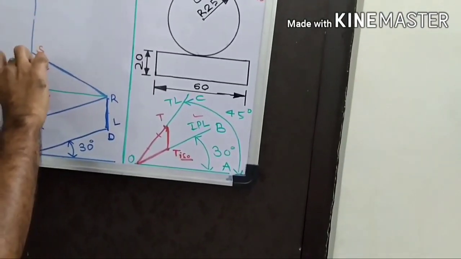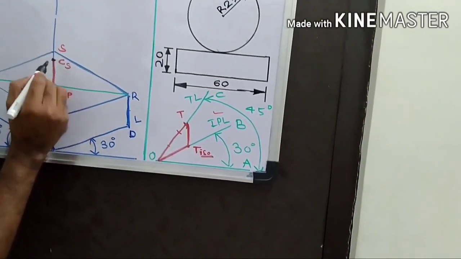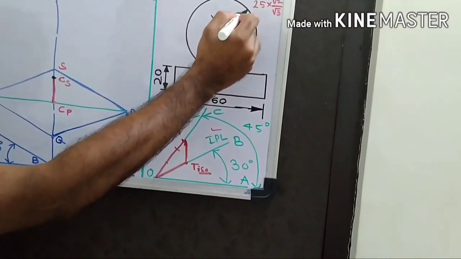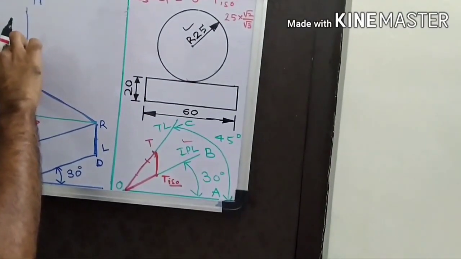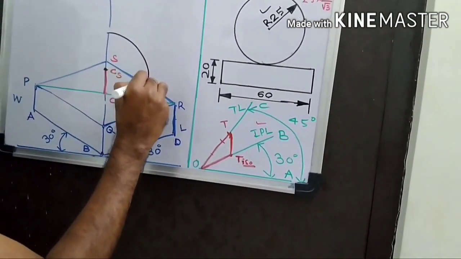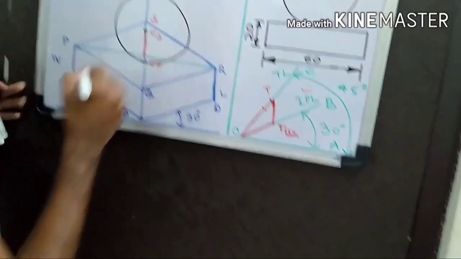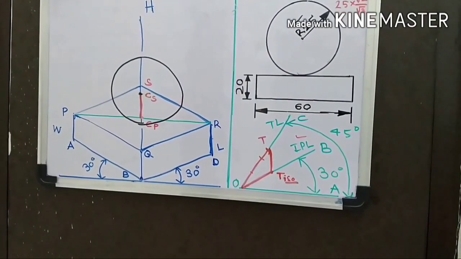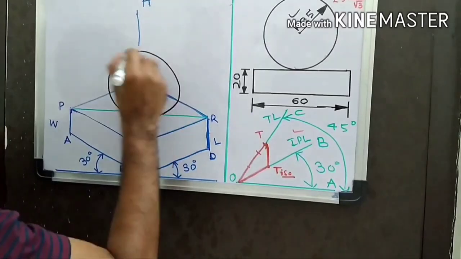You can draw a circle. Again I am telling, CS is the center. The sphere's original radius is 25. This radius you have to consider. By using a compass, you have to draw a circle. Now, this is going to be our required sphere.